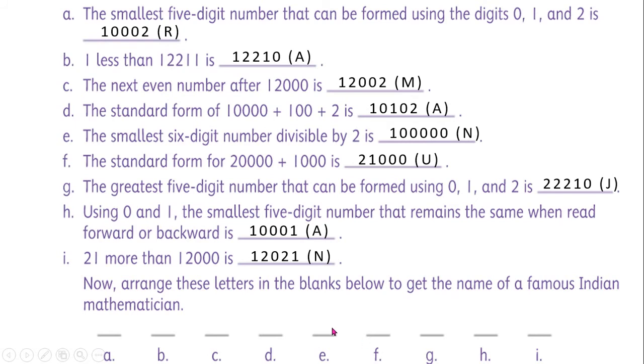Now arrange these letters in the blanks below to get the name of a famous Indian mathematician. So now what we should do is write these letters which we have written within brackets at the end of each sentence. Now we will write down these letters in the blanks given here according to the question number or question letter printed here.